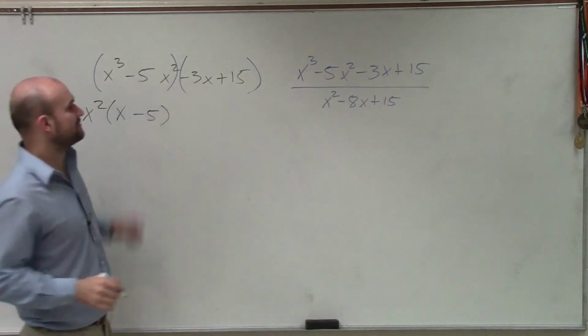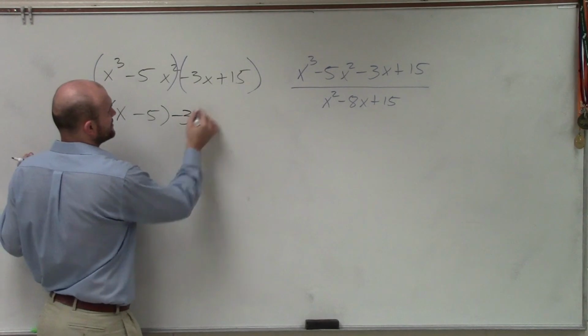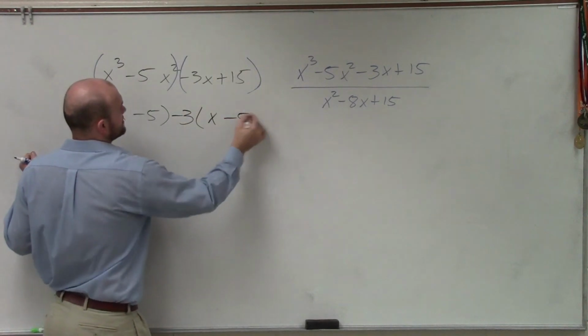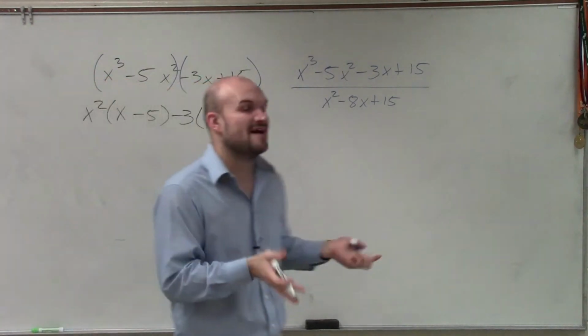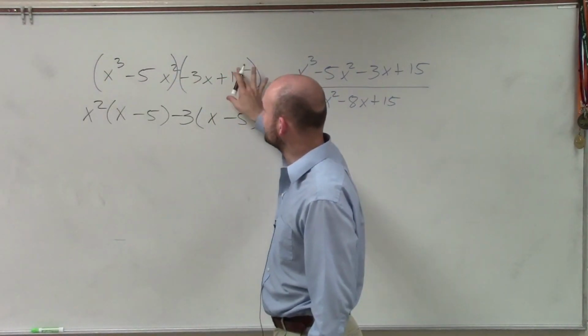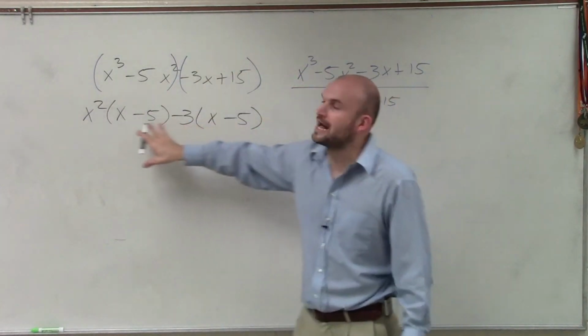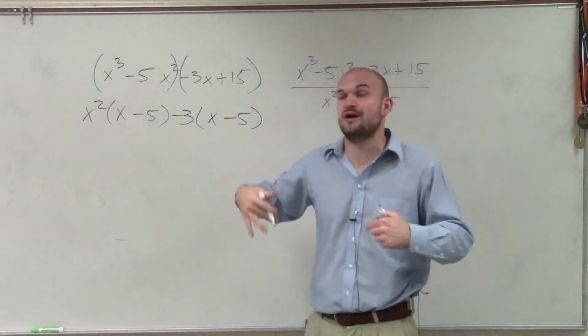For negative 3x plus 15, what I want to do is factor out, again, another common term, so I can factor out a negative 3. And I'm left with an x minus 5. And the important thing when factoring by grouping is that you want to make sure you factor out the same factors, so therefore you have your common factors out here that you can factor out again.